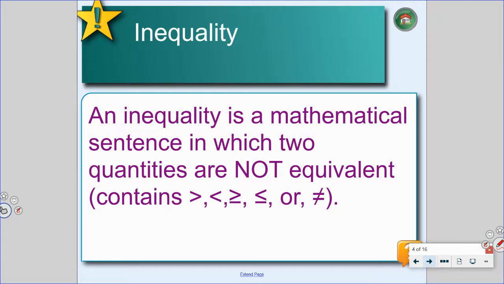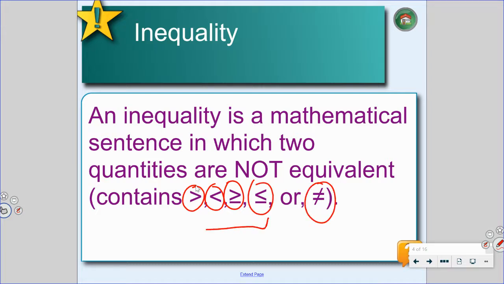To start off, let's discuss what an inequality is. An inequality is any mathematical sentence in which two quantities, two substances, two numbers, and actually it can be more than two quantities, are not equivalent. It's any mathematical sentence in which two or more quantities are not equivalent. Now you'll also see symbols like this and this and this and this, or the not equal symbol.